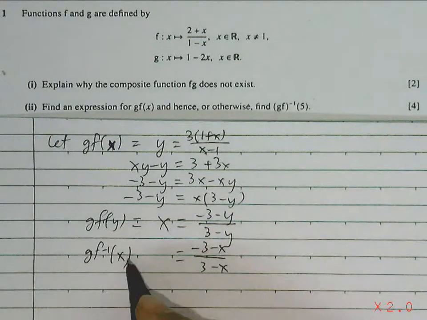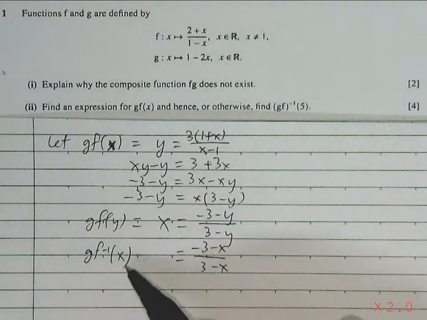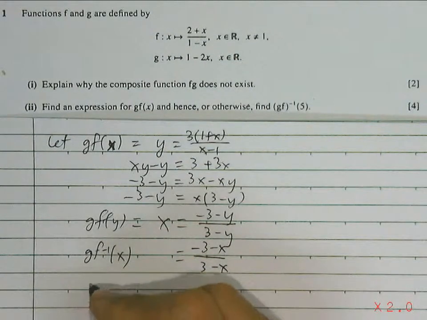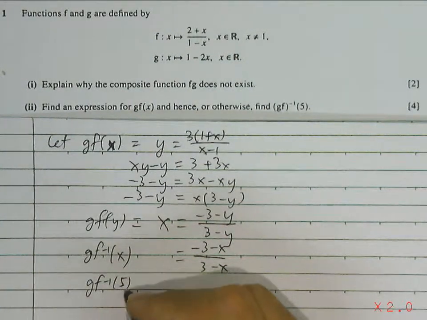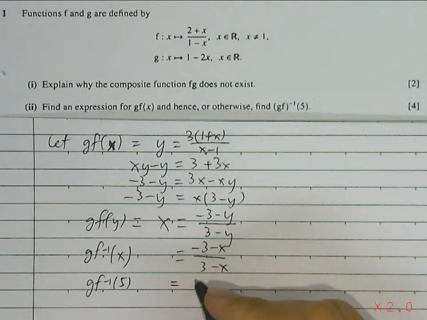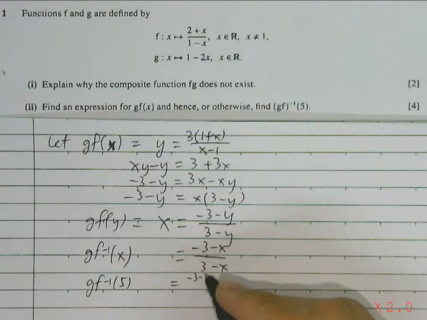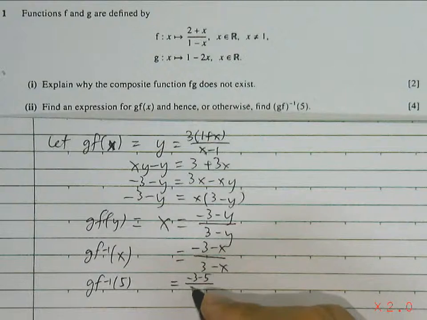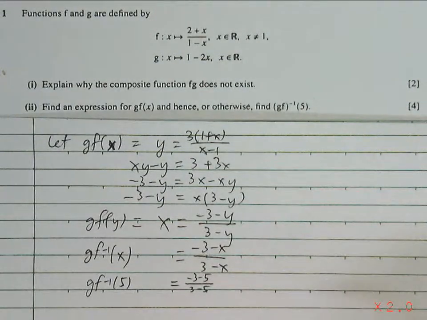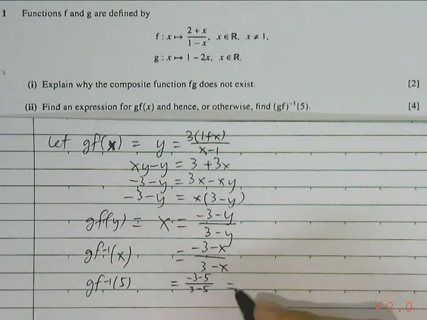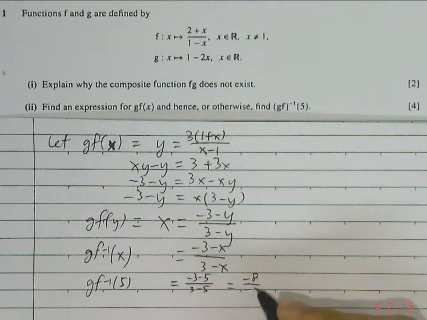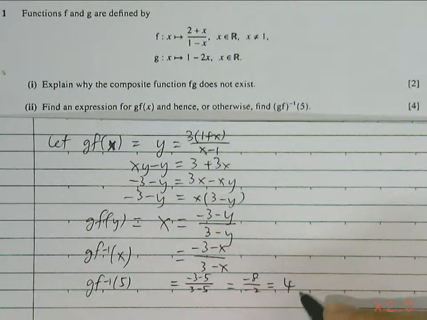Next, to find the value of gf inverse when x equals 5, that will be rather straightforward. So we will sub in the value of x equals 5. For the numerator, we will have negative 3 minus 5. For the denominator, we have 3 minus 5. So this will equal negative 8 over negative 2, which will equal 4.